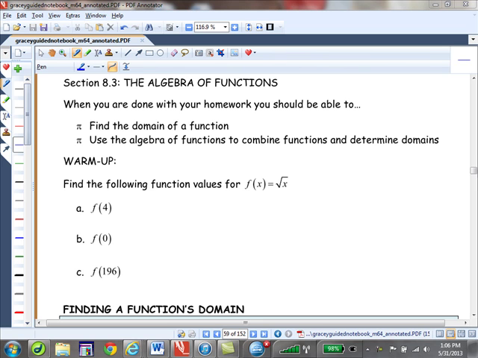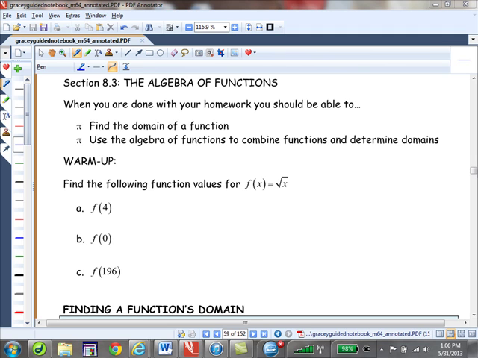Today we will be covering Section 8.3 from Blitzer's Introductory and Intermediate Algebra for college students. This section covers the algebra of functions, so we'll continue with our exploration of domain, and we'll use the algebra of functions to combine functions and determine the combined domains. So here we go. Warming it up.